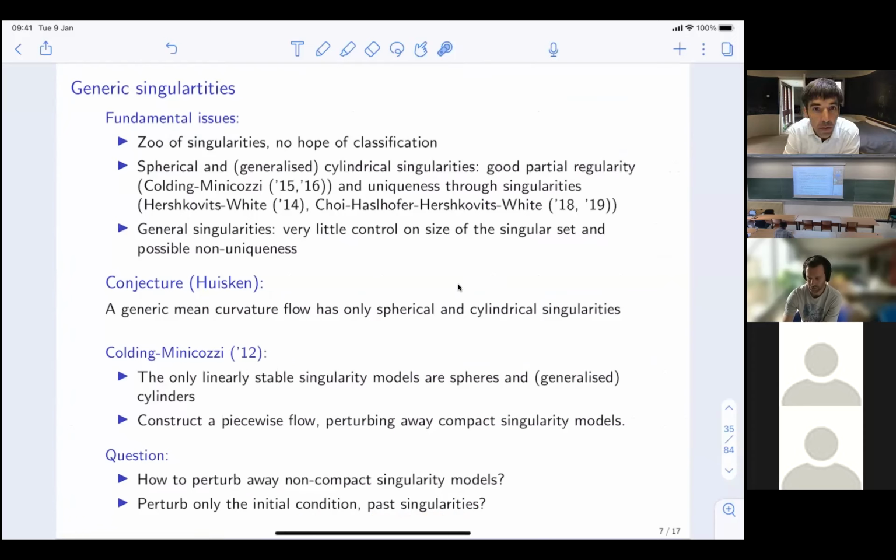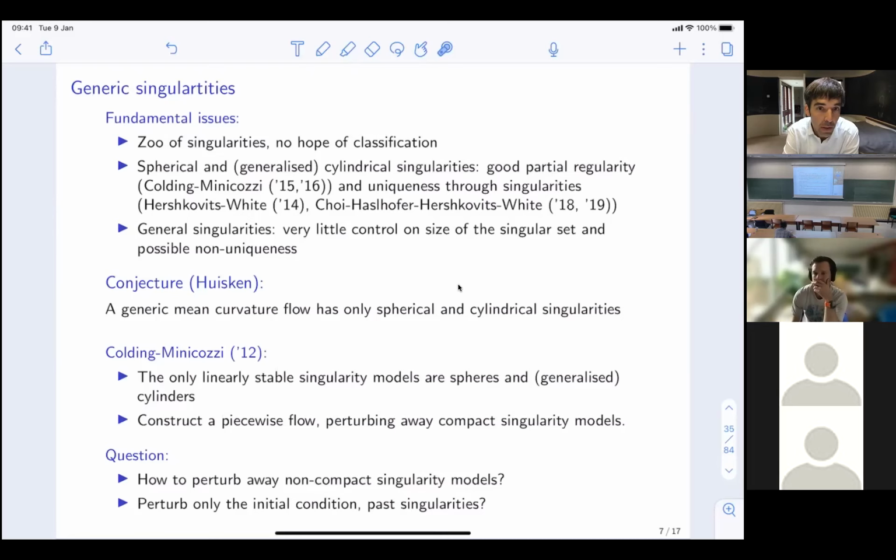So you have a first singularity, you wiggle a little bit, you avoid it. But now, your flow has had singularities. There could be another singularity forming, but that could be a non-generic one. Now I want to go back to the initial data, wiggle the initial data a little bit more, and make sure that although I already have one singularity, the second one after that is also avoided.